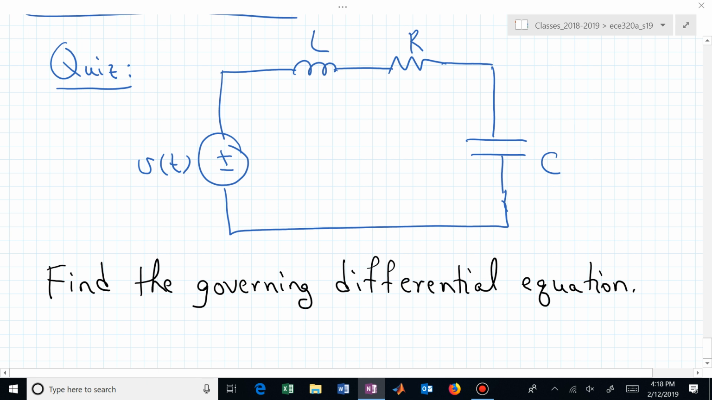But how do we figure out the order of this? We have two time-varying components, or what I like to call two energy storage devices. Right? We have a capacitor, that stores energy in the electric field. We have an inductor, and that stores energy in the magnetic field. We have two energy storage devices. And that is saying you should end up with a second-order differential equation.